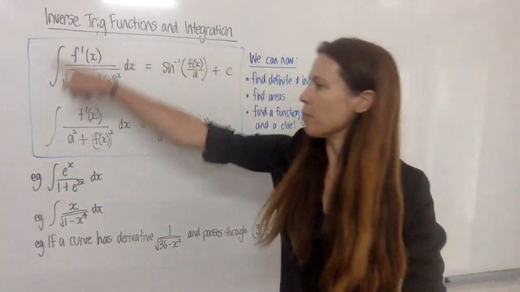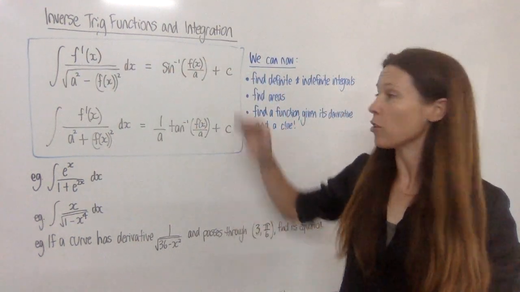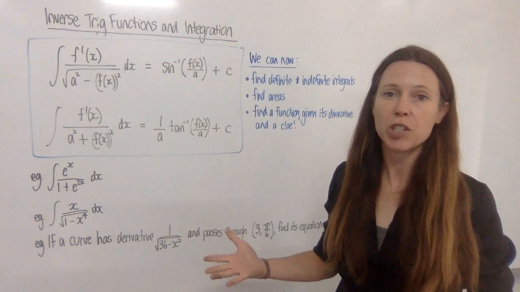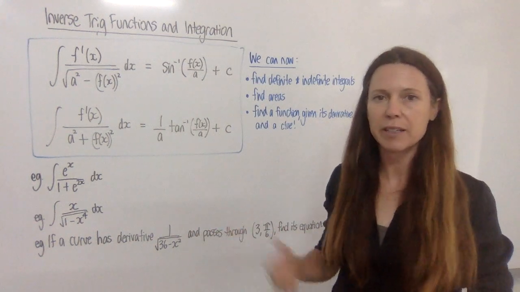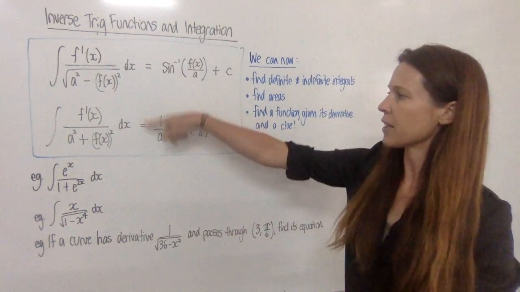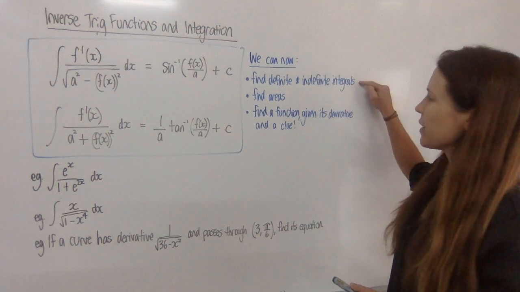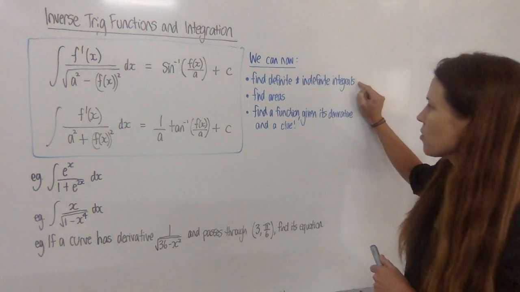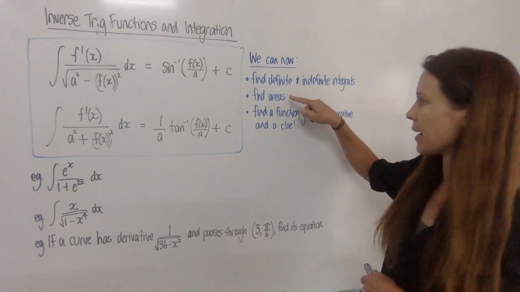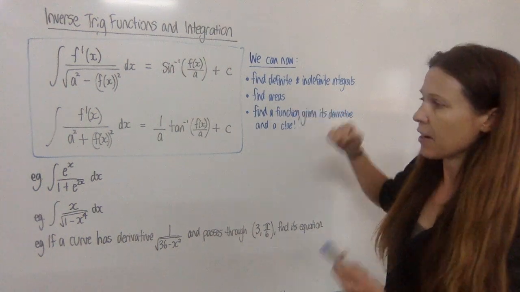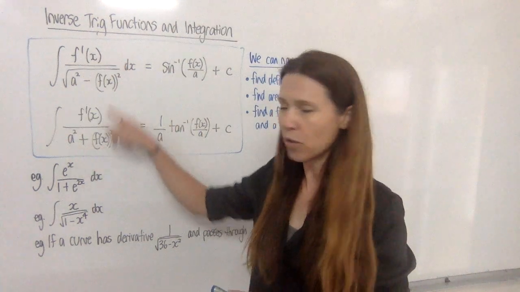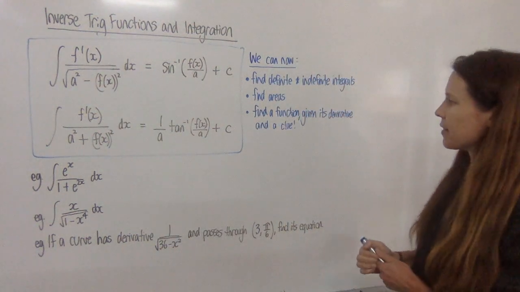So let's put a big box around these formulas. They're on your reference sheet. Have your reference sheet beside you while you're completing today's exercise, and let's start to get familiar with using these. Now, we're going to use them to find definite and indefinite integrals. It means that we can now also find areas, and in fact we'll be finding areas under curves that have formulas that look something like this.